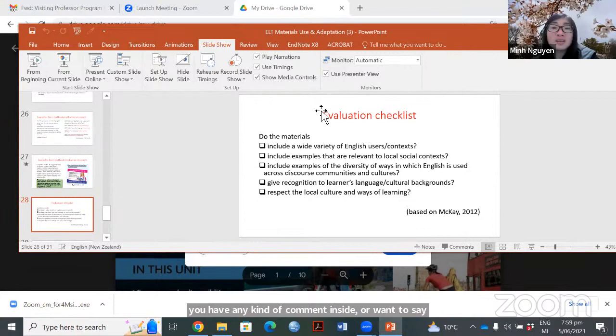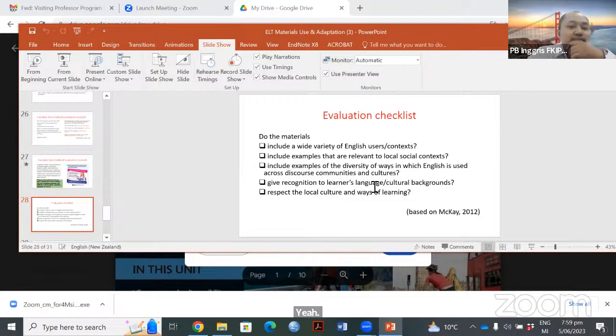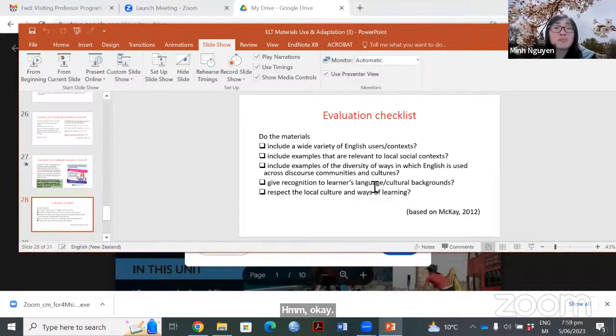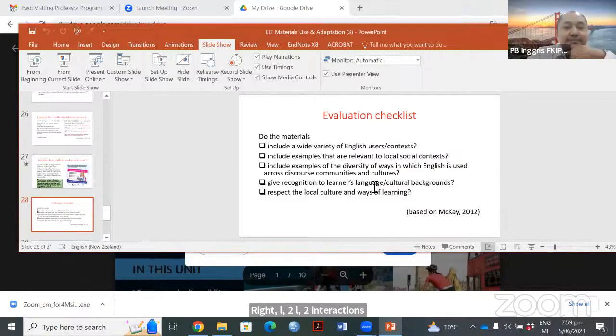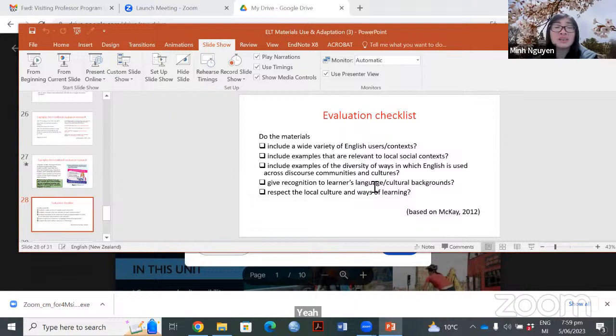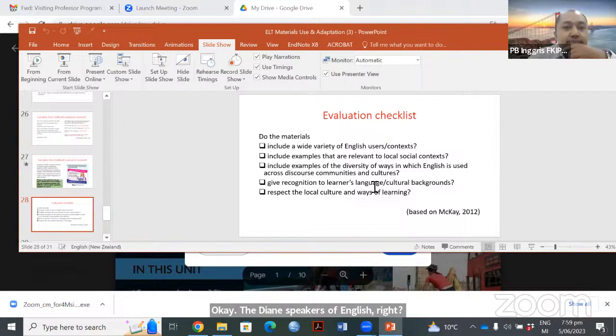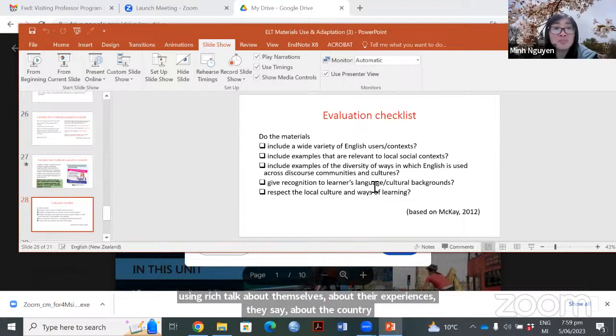I really hope that the evaluation checklist here is helpful when you design your own materials or adapt other sources. So remember equal representation of diverse English users and contexts, right? Include L2 interactions, very important. Emphasize local cultures, local values and norms, very important, because your students learn English in order to express their identity. They are Indonesian speakers of English, right? They don't learn English to become native speakers. They use English to talk about themselves, their experiences, and to share about their country, their culture, and the world. So it's very important to emphasize local cultures, events, and places.